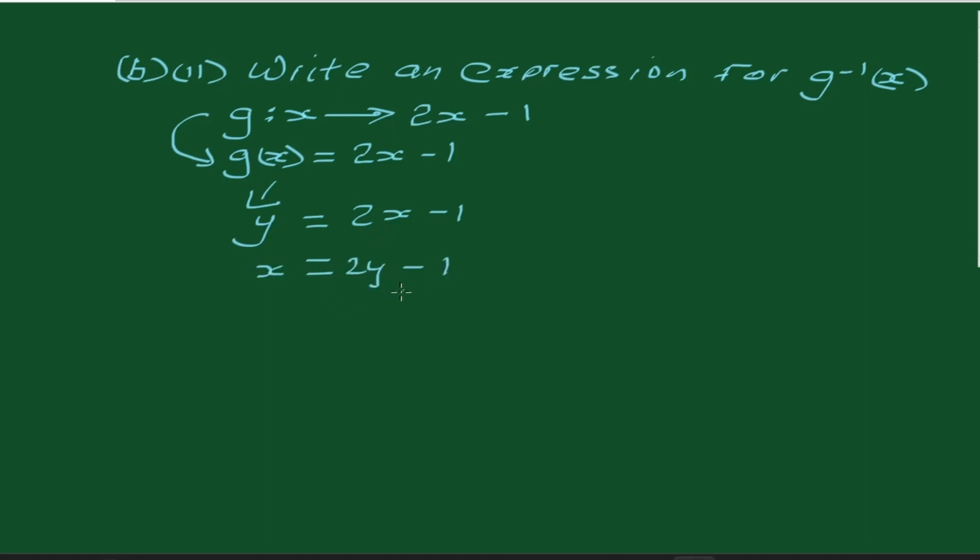And now we want to make y the subject of the formula, so I'm just going to flip the equation. After having flipped the equation, I want to make y the subject of the formula, so I'm going to, in this case here, get rid of the 1 and the 2. So I'm going to add 1 on either side.